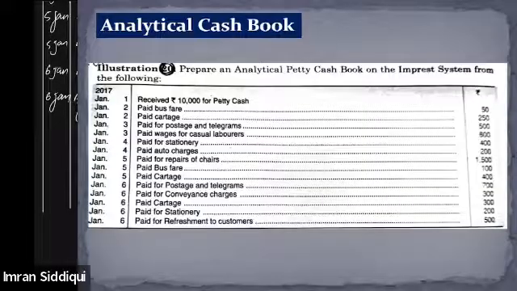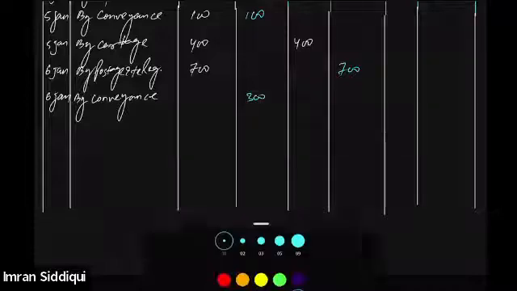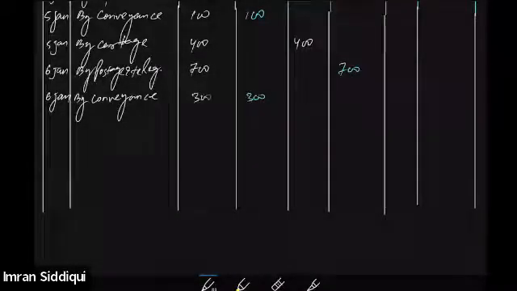Then again on 6th of January, paid for cartage, 300. Previous transaction was for 300 or 600. It was a 300, no? Let's put 300. This should also be 300. I'm sorry, 300 it should be. All right. Is it clear, everyone? Is it clear? Yes or no? Everybody? Okay. Yes, sir.